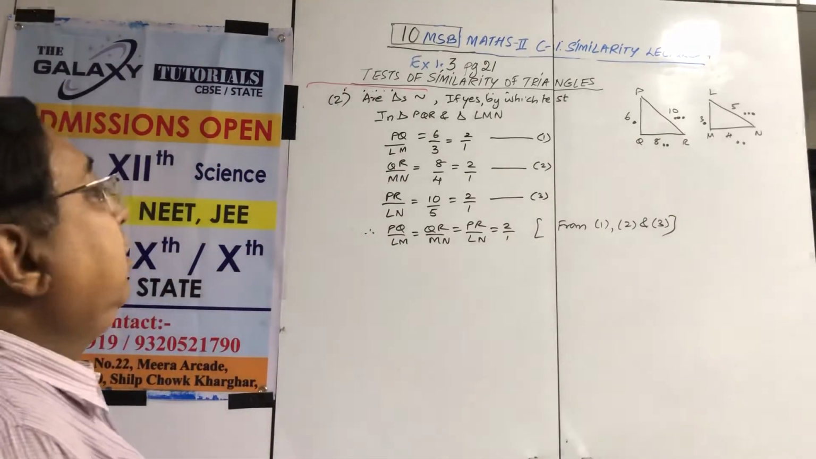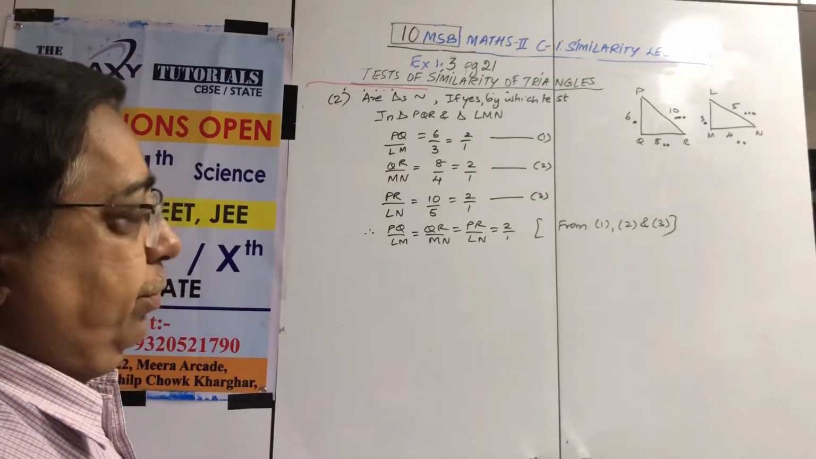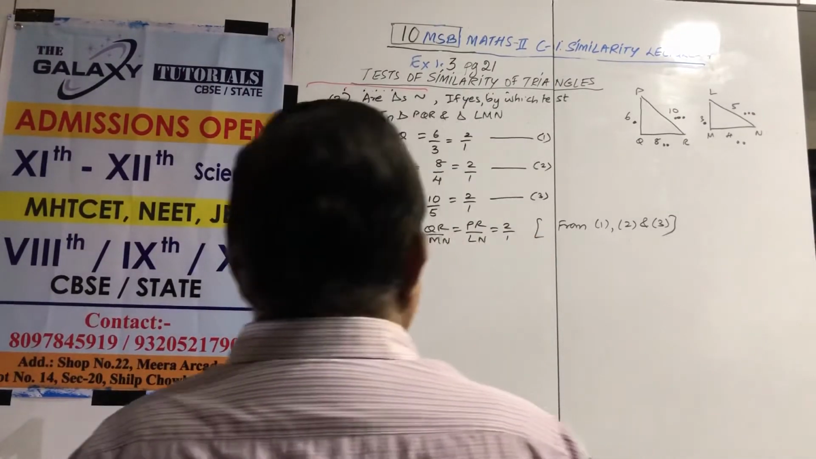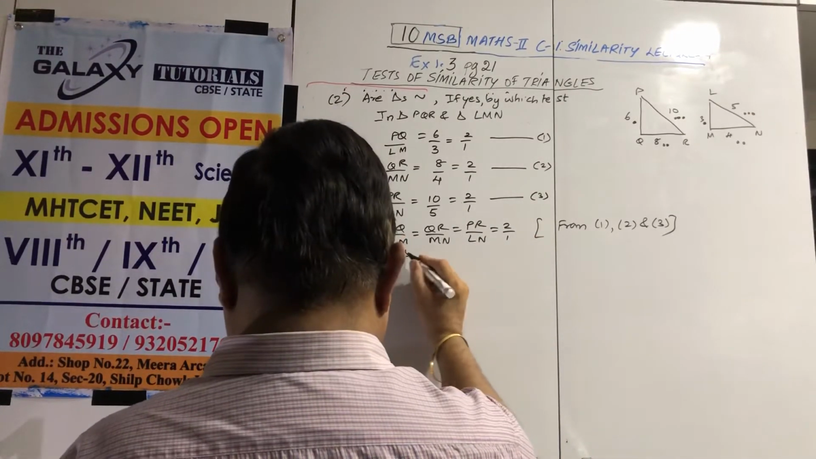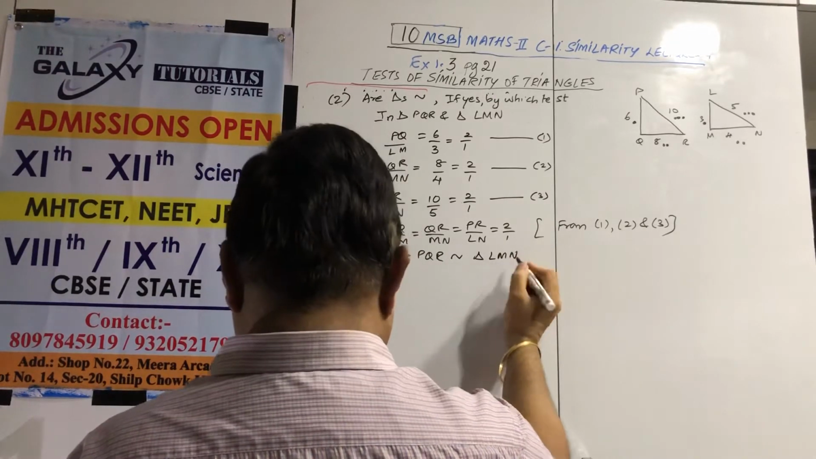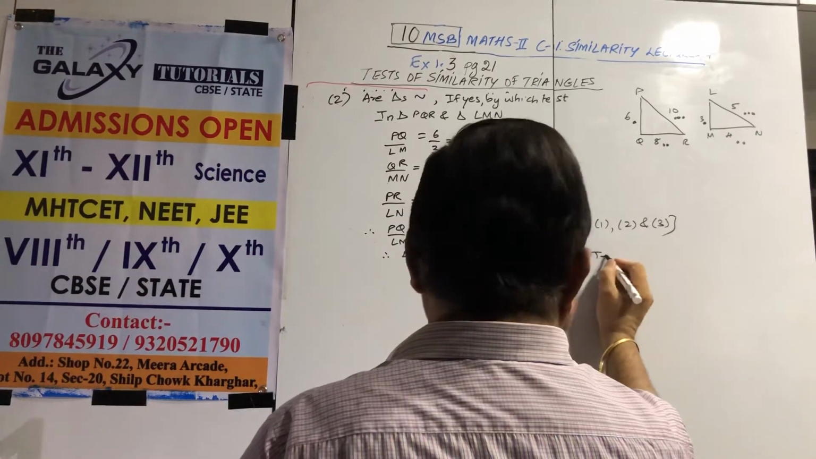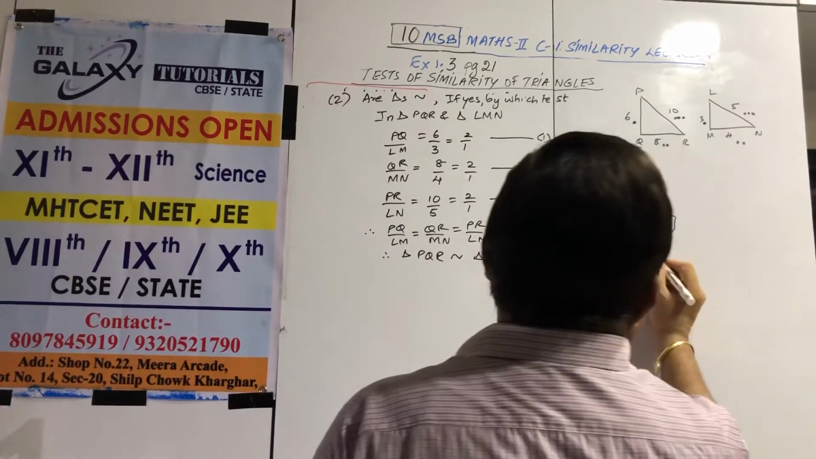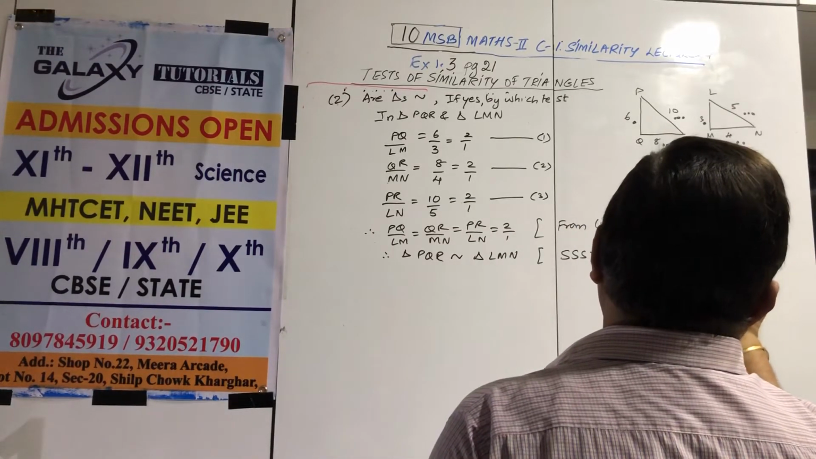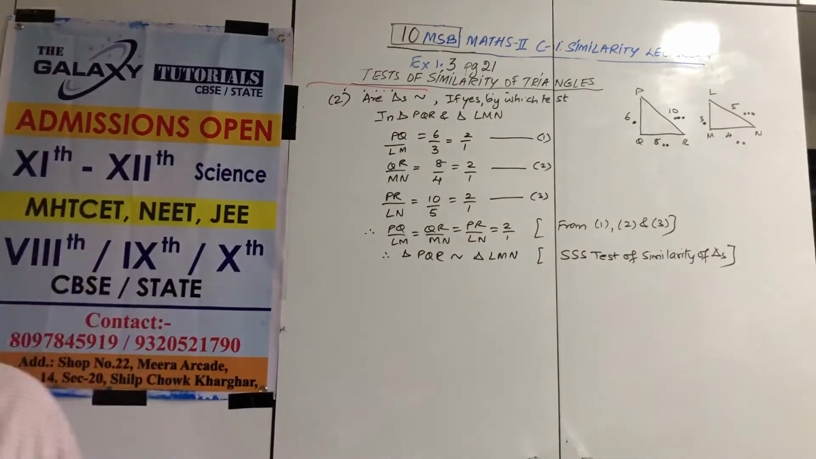Now my friends, if the corresponding sides of triangles are in proportion, then the triangles are similar. Therefore, triangle PQR is similar to triangle LMN, okay, by the SSS test of similarity of triangles. This is how to do the sum.